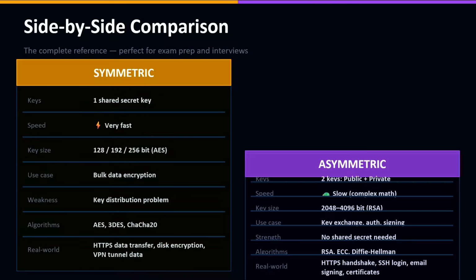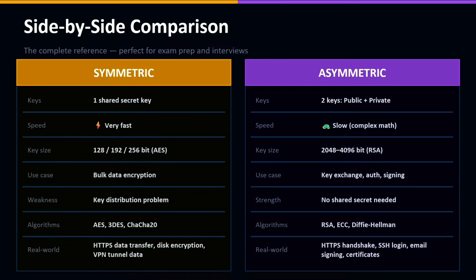Now let's compare this to asymmetric encryption. Asymmetric encryption uses a key pair. It uses a public key that you share freely and a private key that you never share. Its speed is pretty slow and its key size is pretty large. However, its use cases here excel, as asymmetric handles key exchange, authentication, and digital signatures. Asymmetric also excels in its strength, as it eliminates the problem from symmetric keys entirely. Its real-world uses include HTTPS handshakes, SSH logins, email signings, and certificates.